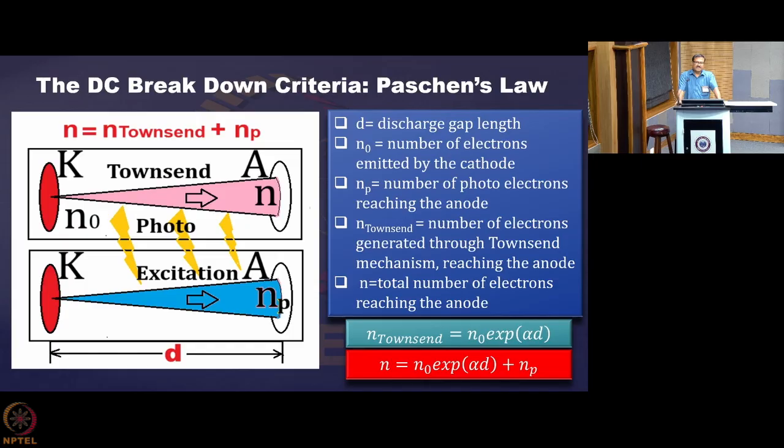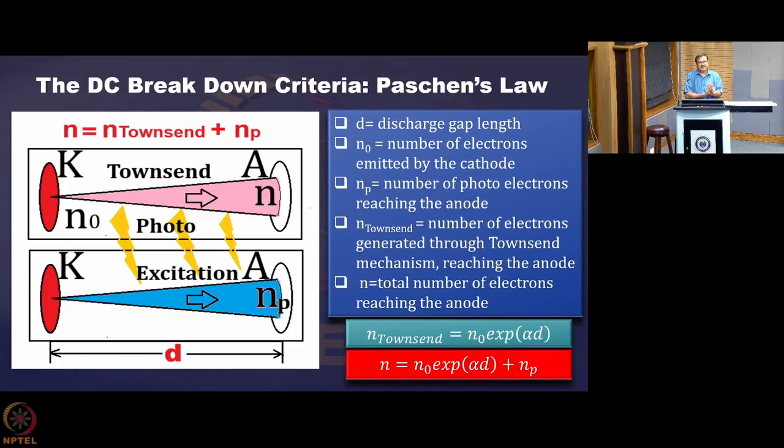While doing so, they are exciting other particles and making them emit photons, and those photons cause further ionization, photoionization. Those photoelectrons then also participate in the ionization phenomena. So ultimately, the total number of electrons we get at the end of the discharge tube is n equal to n0 exponential alpha d plus np.